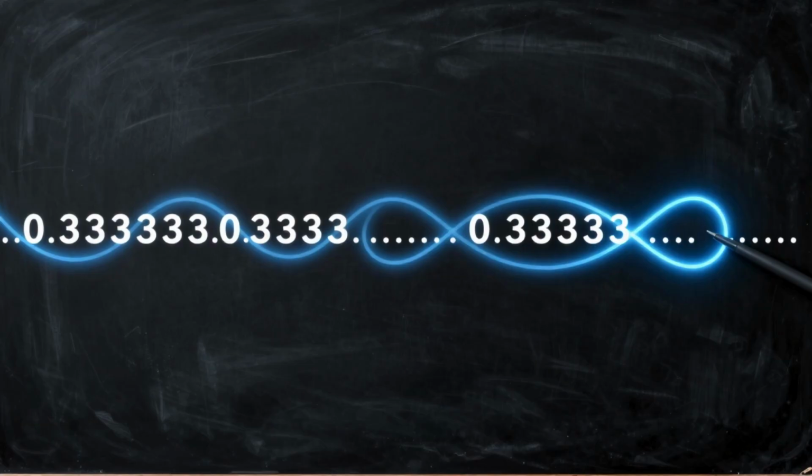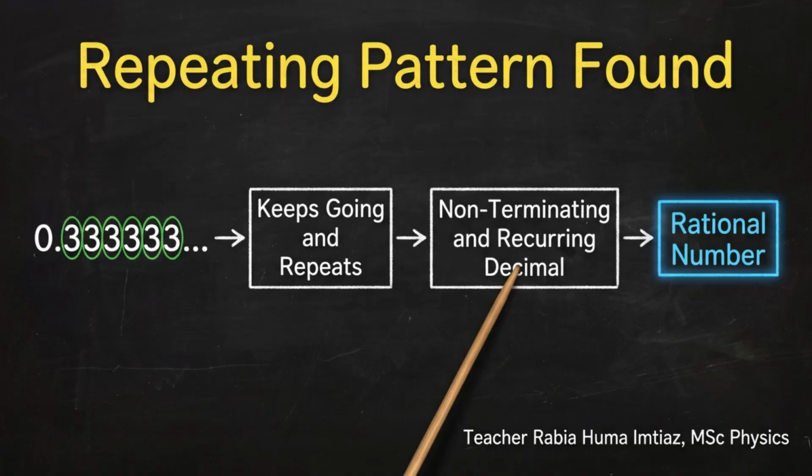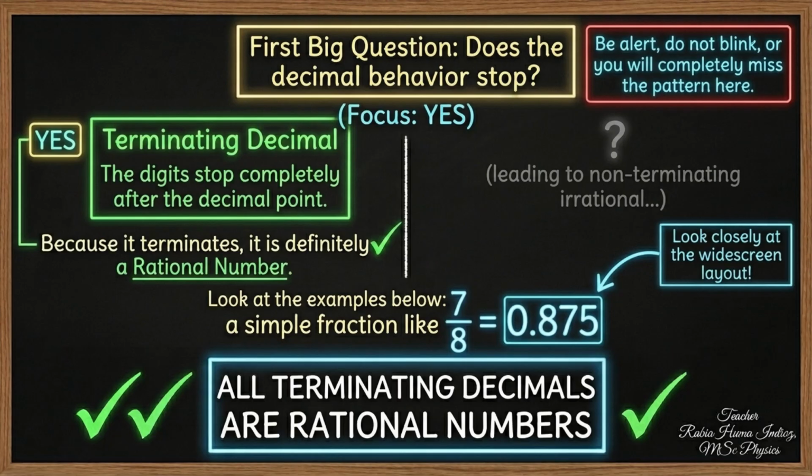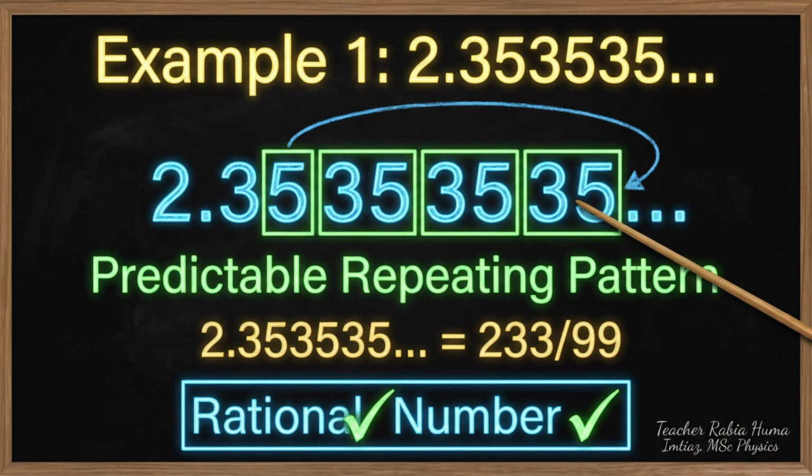But before we decide what it is, we must ask our second big question. Is there a repeating pattern? Let's look at the yes path first, pointing to the left. If the digits keep going forever, but repeat the exact same block of numbers over and over, we call this an unterminating and recurring decimal, even though it never ends. That steady, predictable pattern acts like a bridge, as you can see by the blue arrow looping back to the left, connecting it straight into the rational number family.